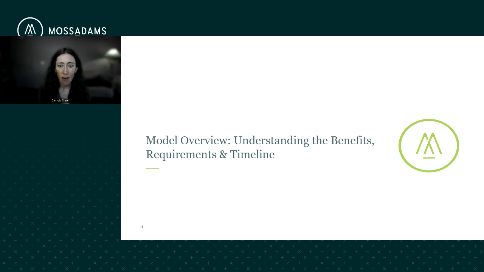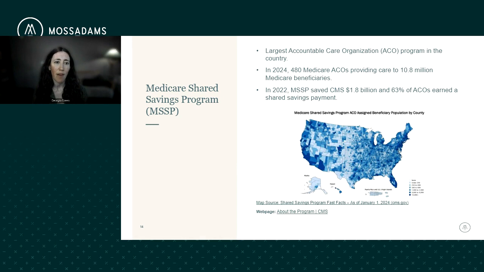Okay, so our next section, we're going to talk a few slides about the Medicare Shared Savings Program, and we're spending a bit of time here because this is an ongoing program. It's been around for over a decade. It is the largest program in the country. There's currently 480 Medicare ACOs, as they're called, accountable care organizations, with 10.8 million Medicare beneficiaries. And in 2022, which is the last year we have this data available, 63% of ACOs earned a shared savings payment. So you can see this nice little map shows where those Medicare ACO lives are located.